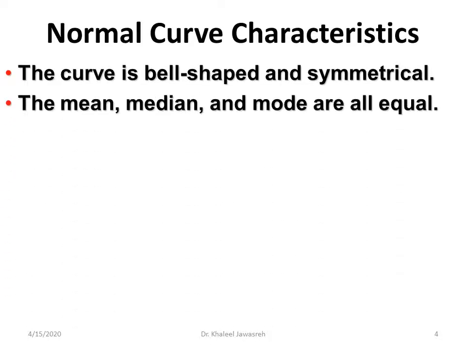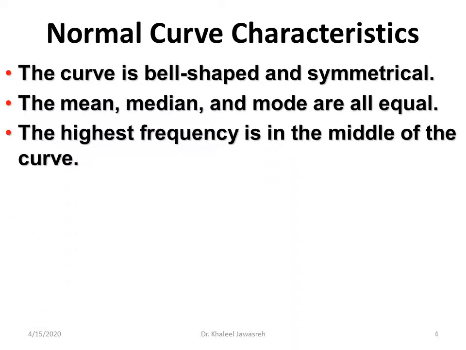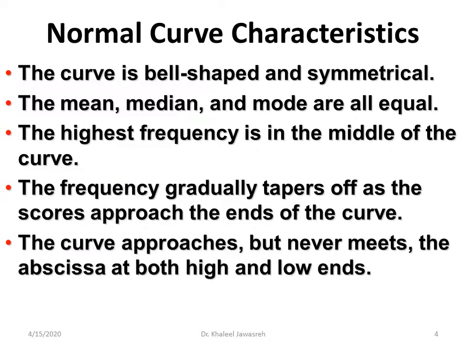We have certain characteristics for the normal distribution curve that can be summarized in these points. As you see, it is a bell-shaped curve and symmetric. Symmetric means انه متناظر من الجهتين, and also bell-shaped, شكله زي الناقوس المقلوب. The mean, median, and mode are all equal. These are the main characteristics of the normal curve.